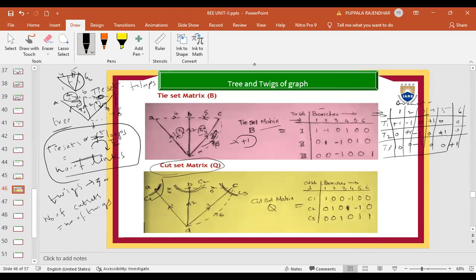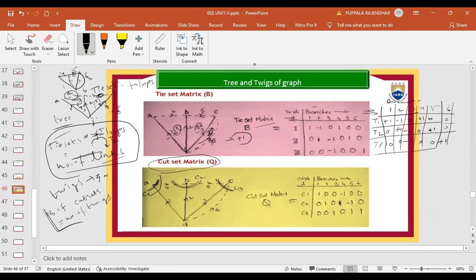Here the number of tie sets is equal to the number of links. The number of cut sets is equal to the number of twigs. Each twig forms one cut set. But what are the rules to form a cut set? It should have one twig and the remaining links. See C1 here, cut set 1: it has one branch, one twig, and the remaining are links.